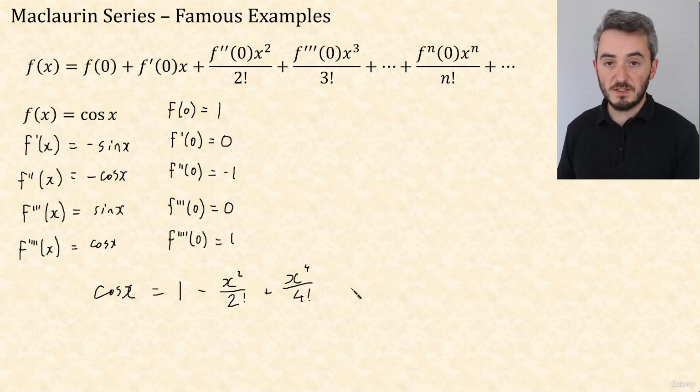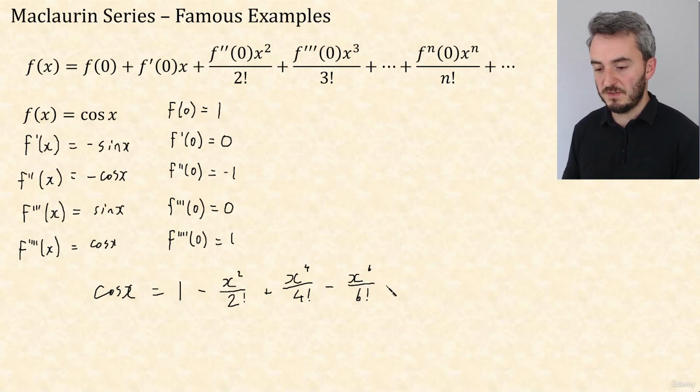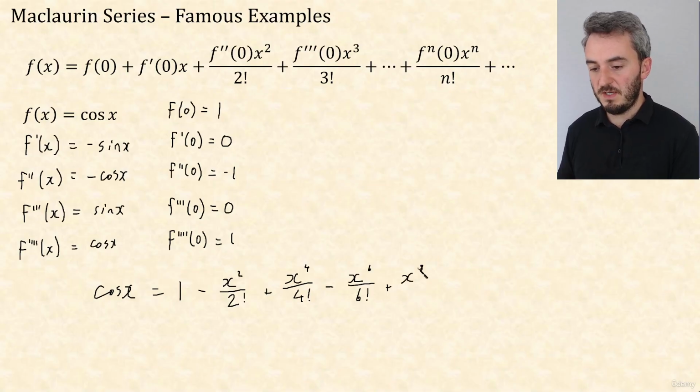We skip over x to the 5 because the fifth derivative of cos is 0 at 0, but then we do have the sixth, but it's negative. So just like sine, it's alternating, positive, negative, and also just like sine, it skips over every other one. It's just cos does the evens and not the odds. And so this is our Maclaurin series for cos.